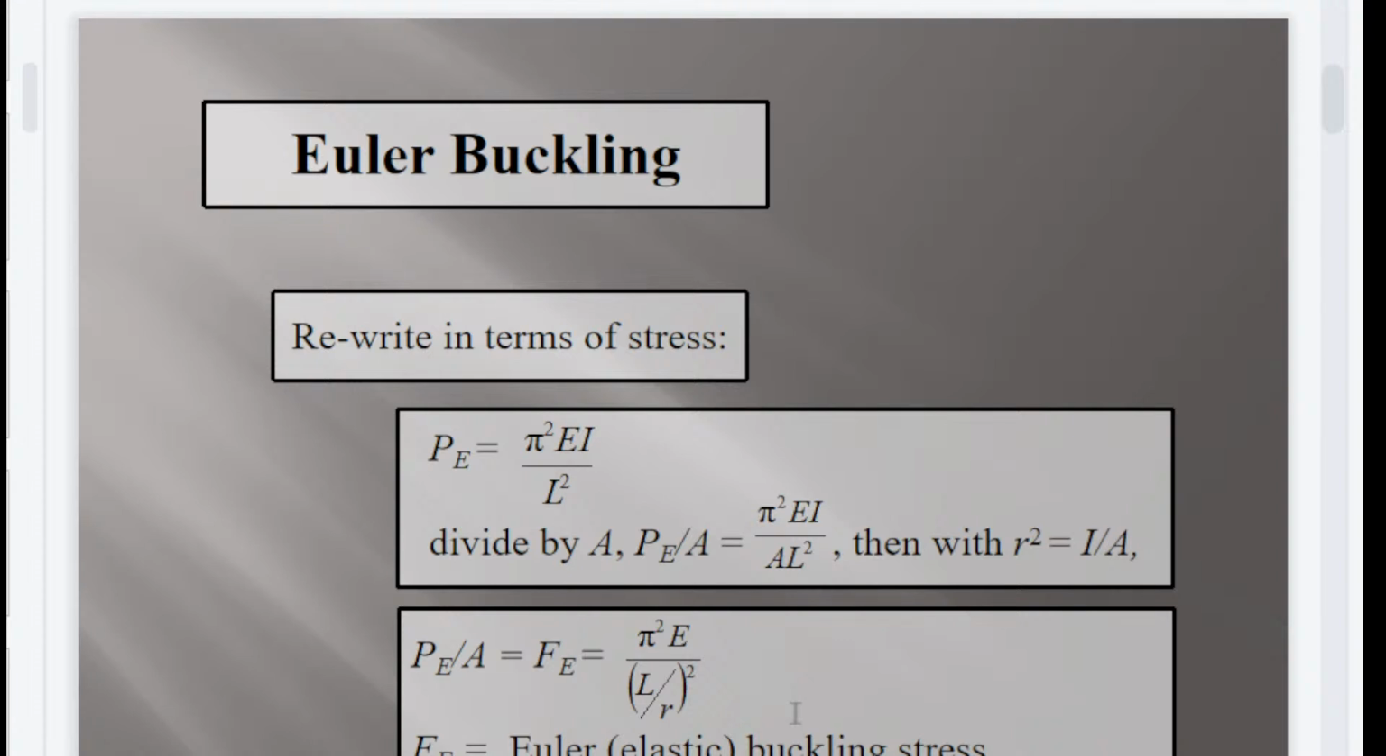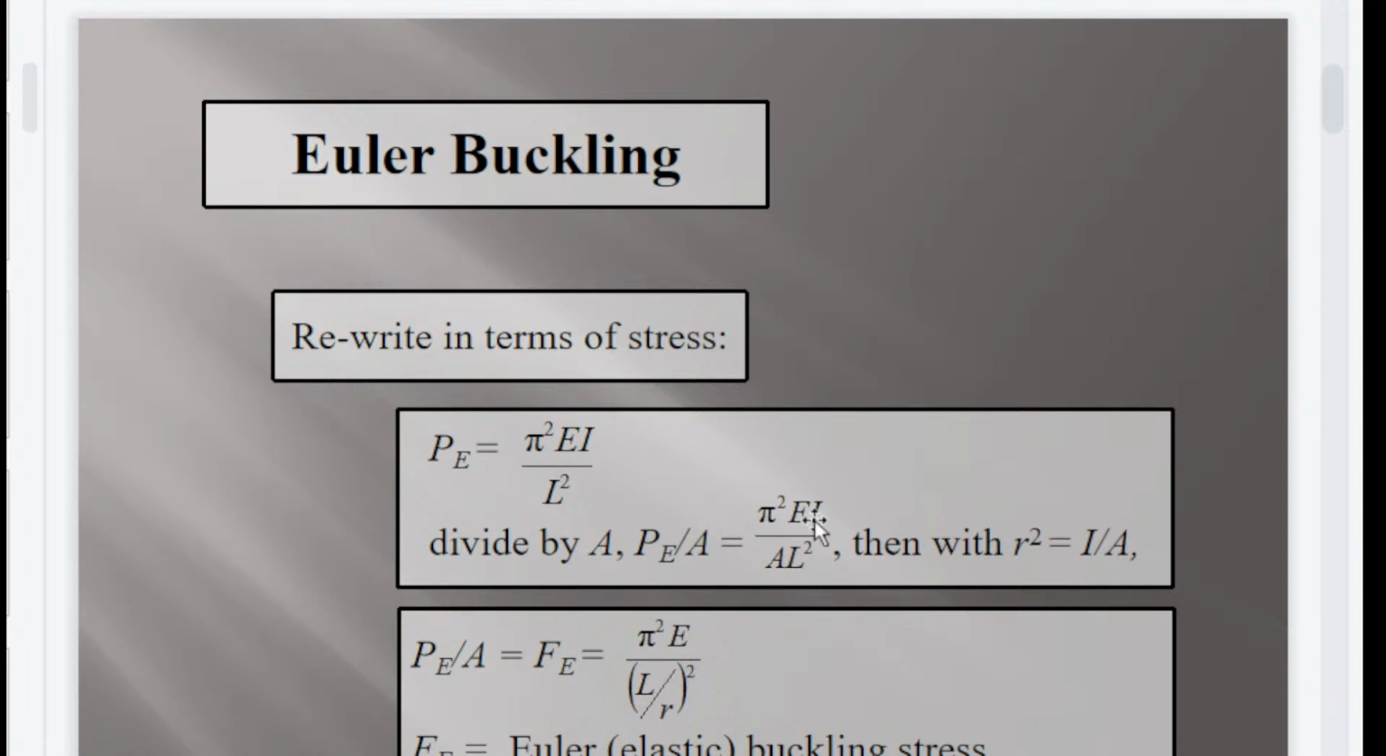We can rewrite in terms of stress. So, Euler force equals pi squared EI over L squared. Divide both sides by A so that we have the following: pi squared E times I over A, over L squared. Then r squared is equal to I over A. So this is the radius of gyration. If you want to use the radius of gyration, then you can have this formula: I over A is equal to r squared.